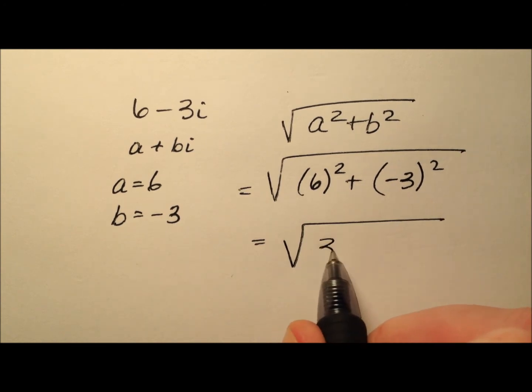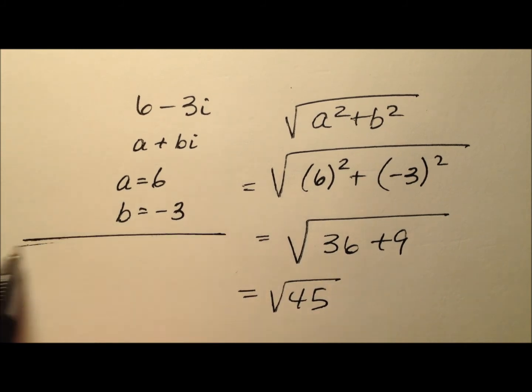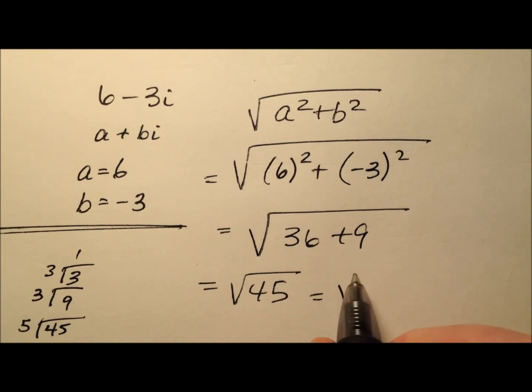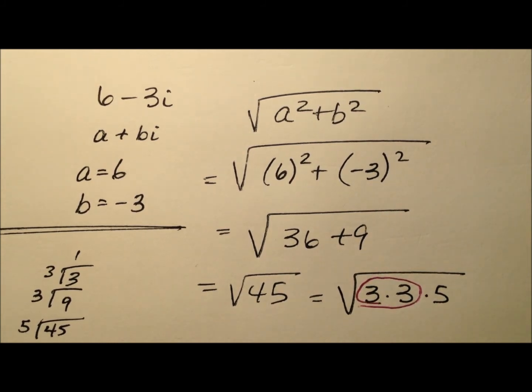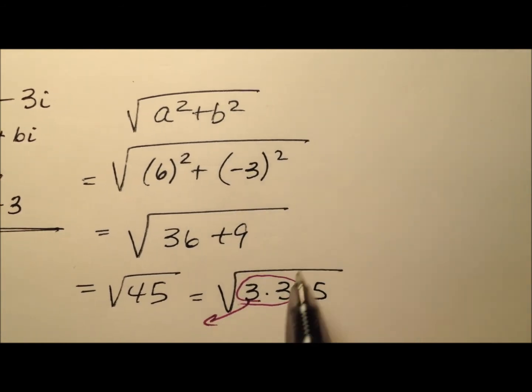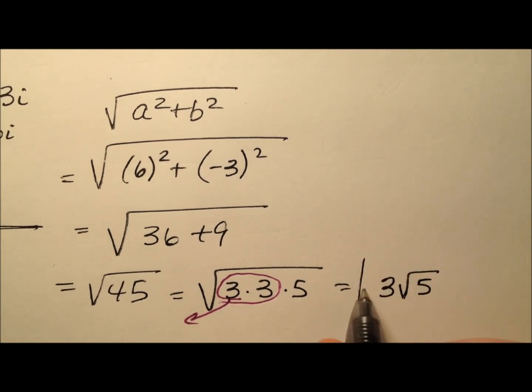So it'll be the square root of 36 plus 9, which is the square root of 45. So 45 over here, we can do the prime factorization. And this is in an effort to simplify. So we see this is the square root of 3 times 3 times 5. And of course here we have a pair of 3's, because 3 times 3 is 9, which is a perfect square. So that will simplify. And so the absolute value, or the modulus, of 6 minus 3i becomes 3 times the square root of 5.